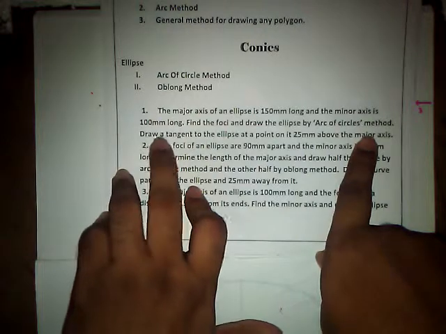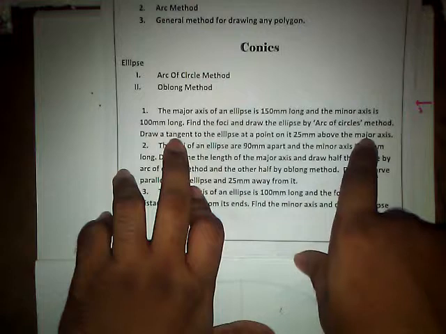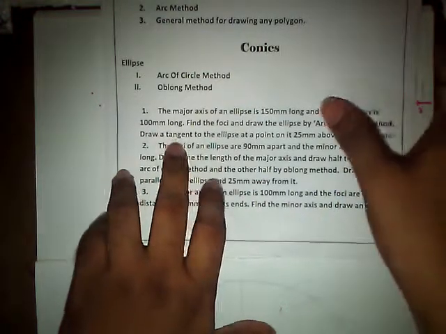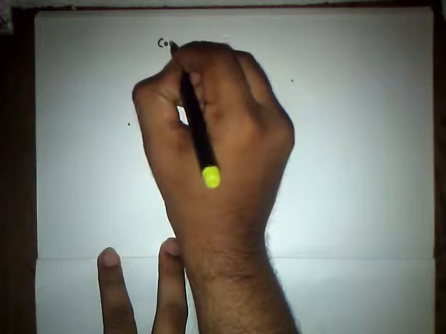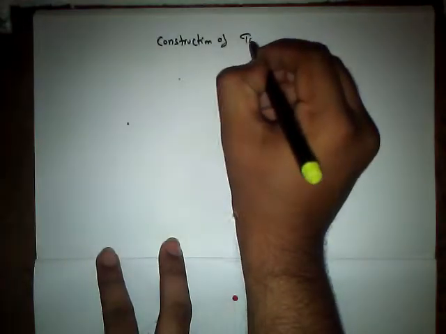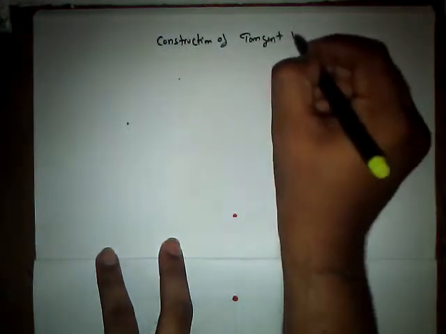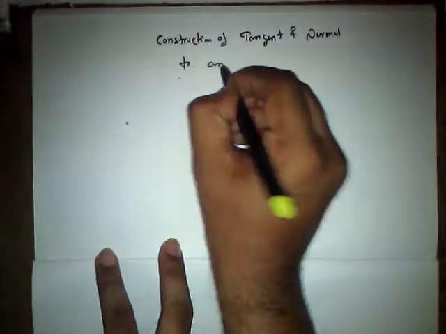So we need to draw the tangent, and let us draw the normal also, which is at 25 mm above from the major axis. So first we shall see the method, then we shall discuss the next topic. So if we have construction of tangent and normal to an ellipse.